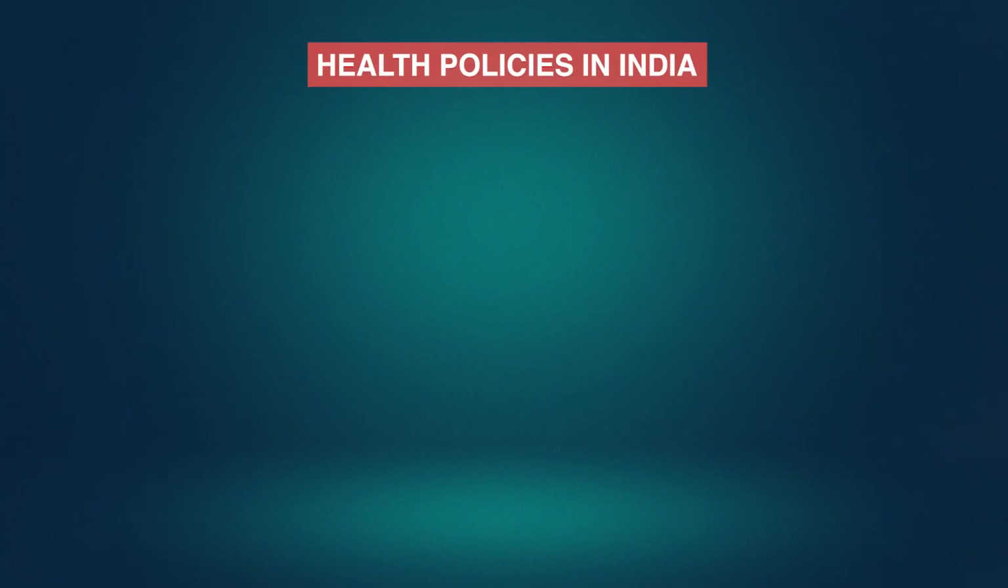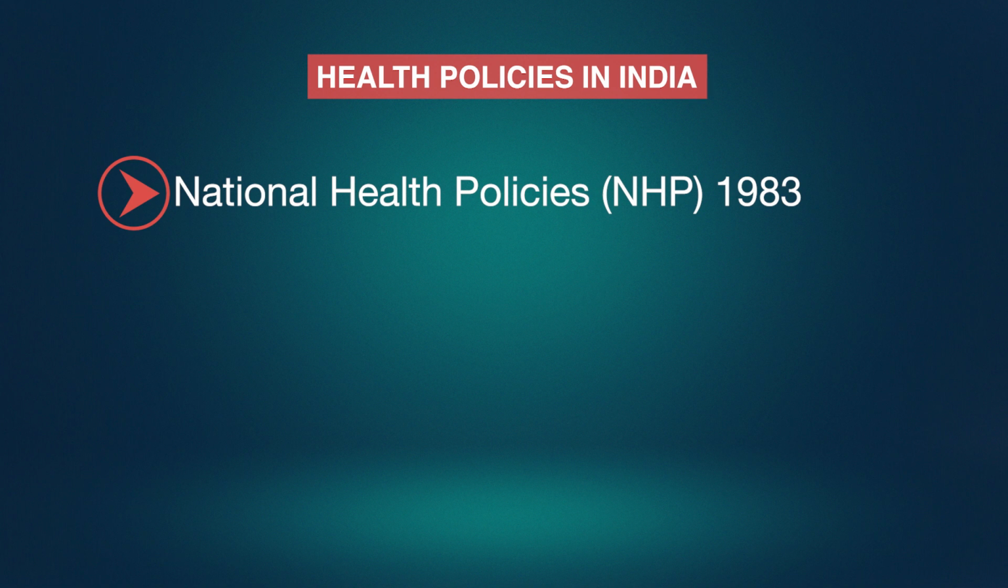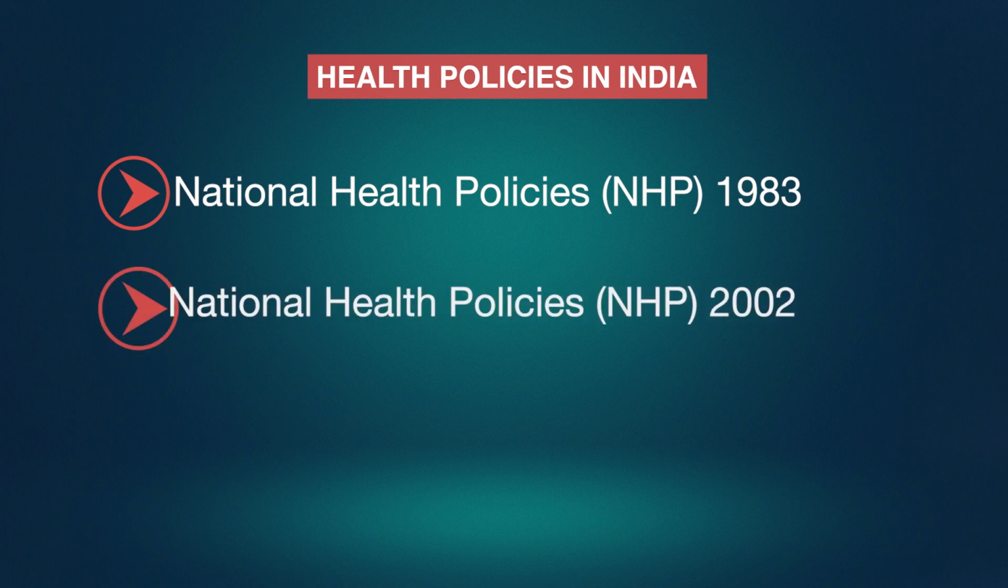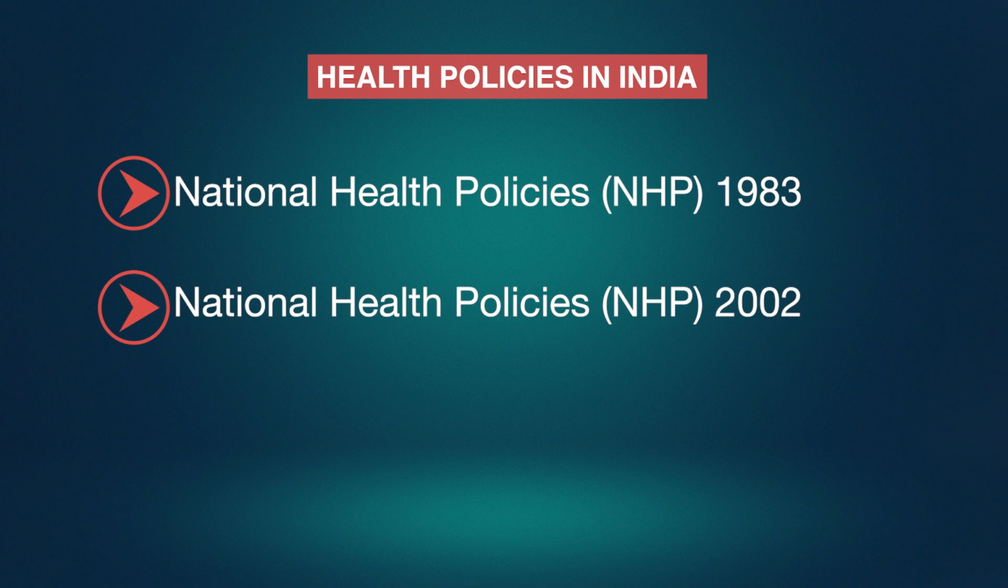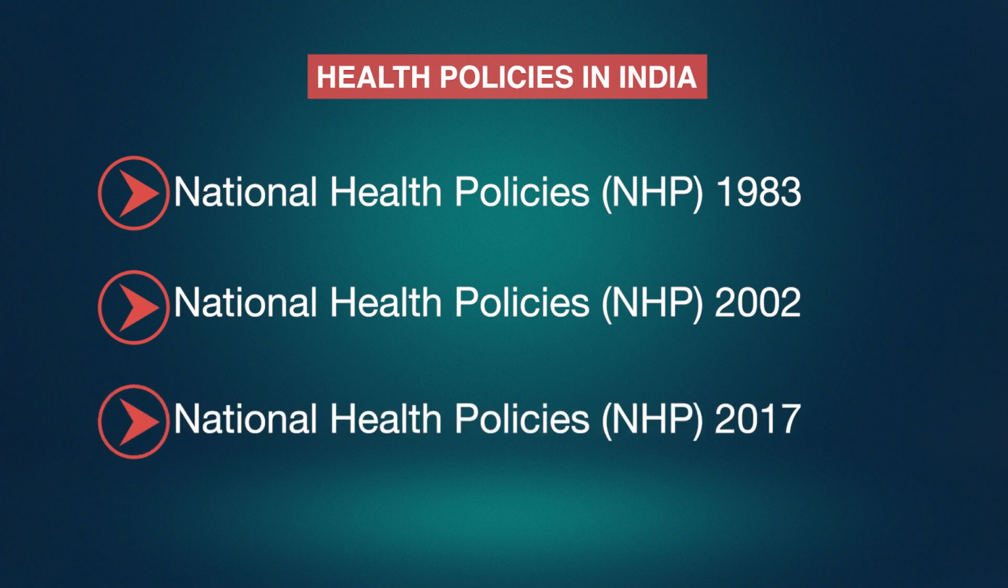Let us now try to understand and analyze the major healthcare policies in the country. So far, India has embarked on and implemented 3 national health policies. The first one was in the year 1983, then the second one in the year 2002, and the third one in 2017. But before we move on with the analysis of the 3 national health policies, it is pertinent to understand the history of evolution of healthcare in the country.